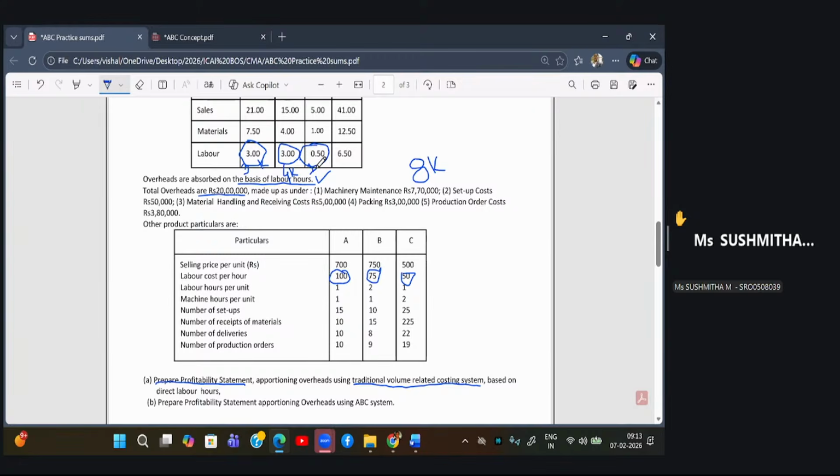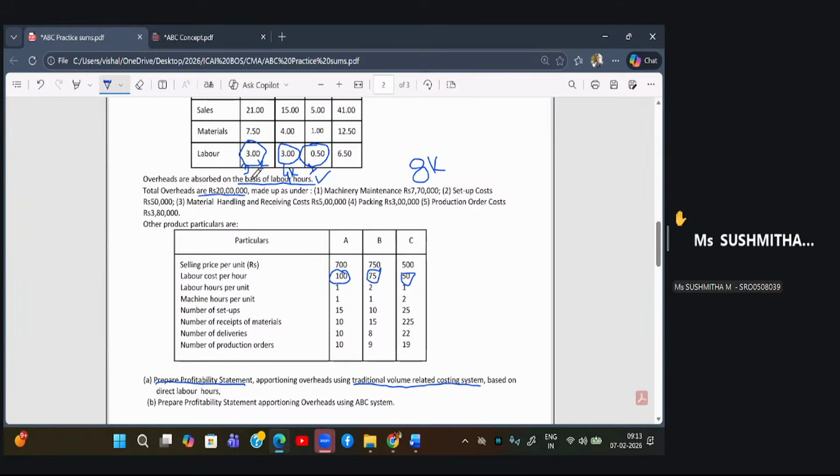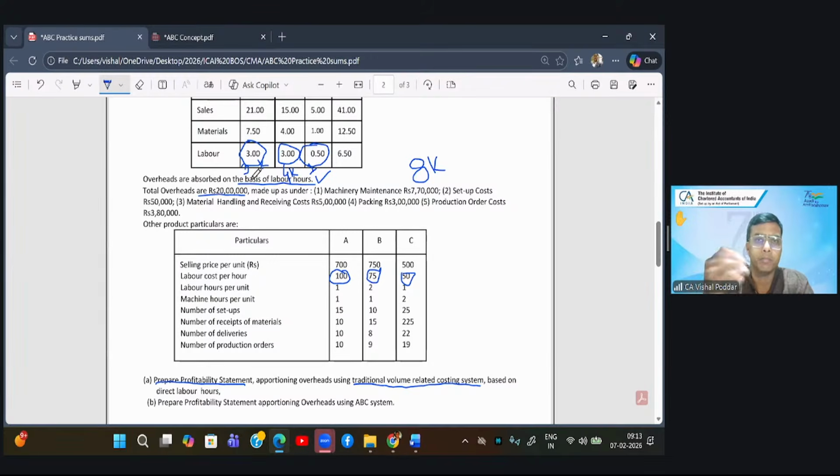Yes, sir. Sales minus material cost minus labor cost minus these overheads, what you have got by multiplying the hours by the ORR, is your final profit. Correct? Yes, sir. That is the next step overall.